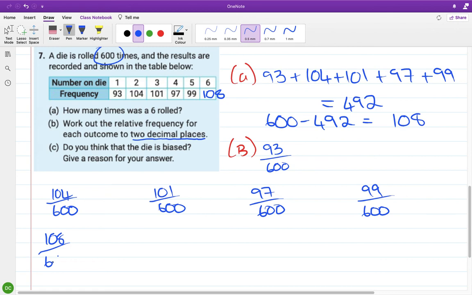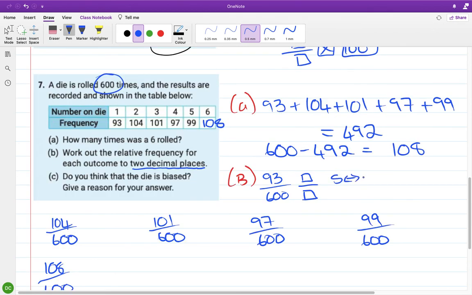Okay, so 93 over 600, I'm going to do this for all of them. I'm going to use my fraction, and then I'm going to use my SD button. Okay, there's a bit of teaching in this, so it says 2 decimal places. Here's the first one, and here's the second one, okay? And then I'm going to stop here, okay? That's 2 decimal places.